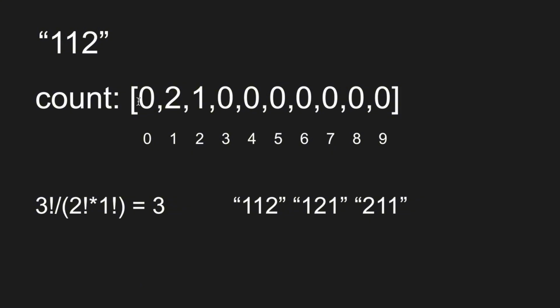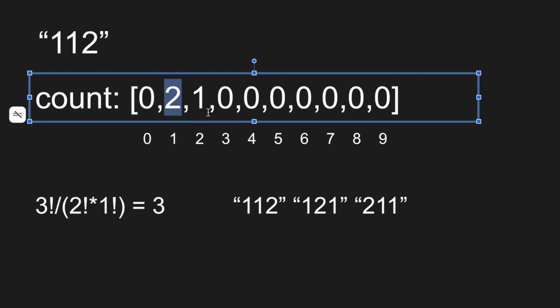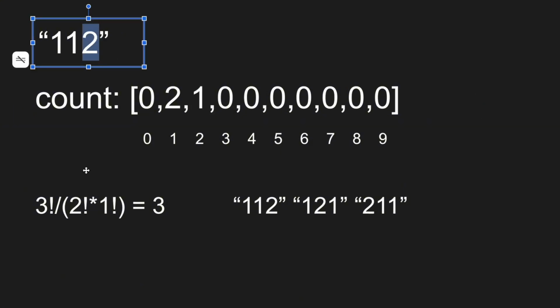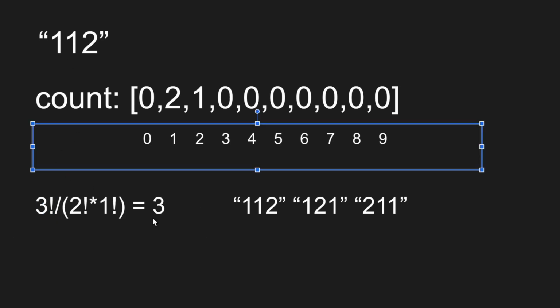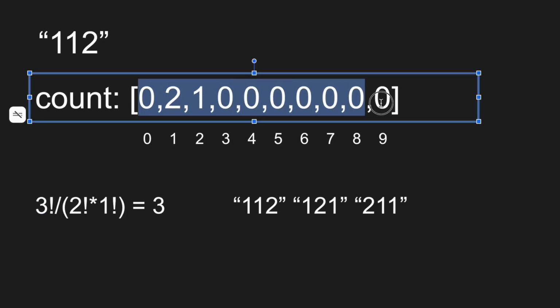So how we can do that is we can make a count array, and each index in the array will be represented by the digit number. So for example, in this string, 1 is represented twice, and 2 in index 2. So 2 will be represented once over here. And how we can calculate that is we can take the factorial of the length of the string, which is 3, divide by the factorial of each of these elements.